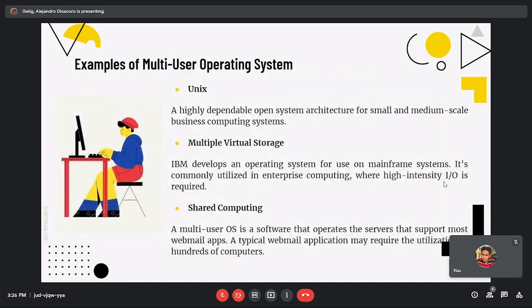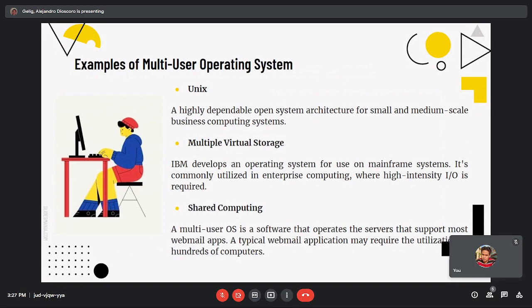Okay, so these are some examples of multi-user operating systems. For small and medium-scale business computing systems, Unix offers a very trustworthy open system architecture, which is why it is mostly used in the hospital industry, healthcare, and many others.